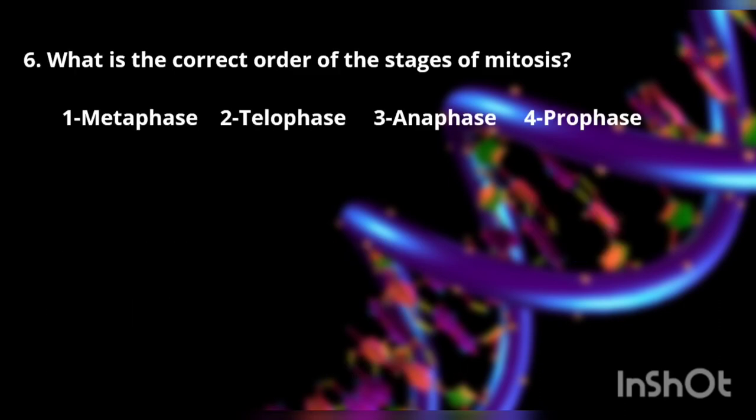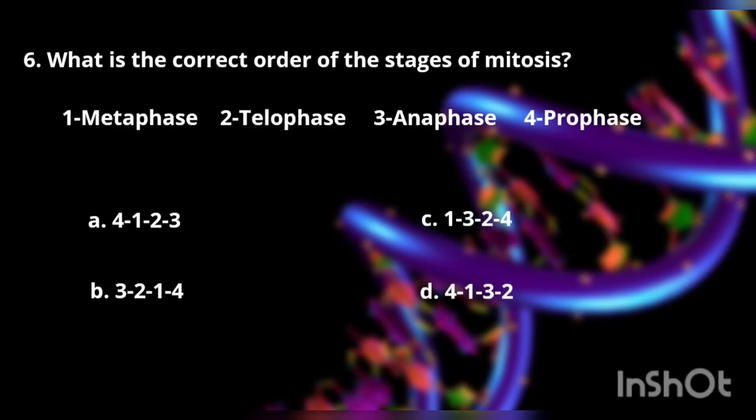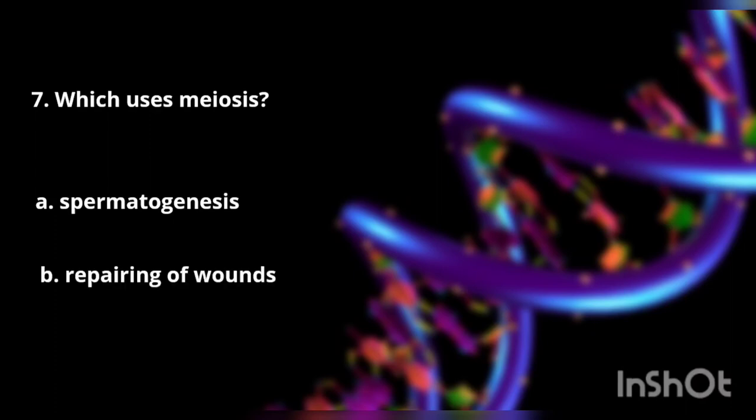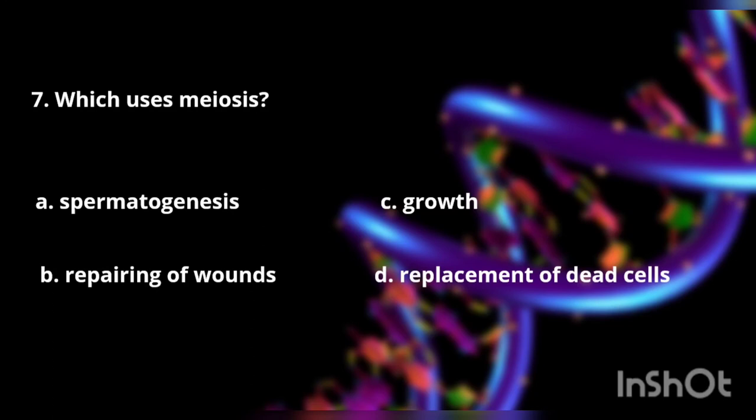Number 6. What is the correct order of the stages of mitosis? 1. Metaphase, 2. Telophase, 3. Anaphase, 4. Prophase. A. 4-1-2-3, B. 3-2-1-4, C. 1-3-2-4, and D. 4-1-3-2. Number 7. Which uses meiosis? A. Spermatogenesis, B. Repairing of wounds, C. Growth, D. Replacement of dead cells.